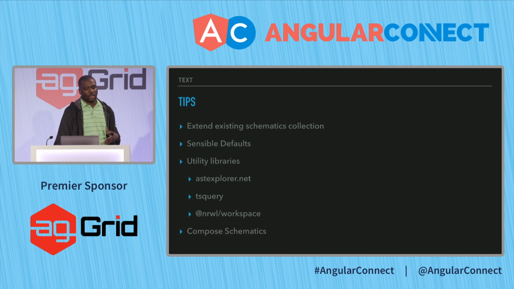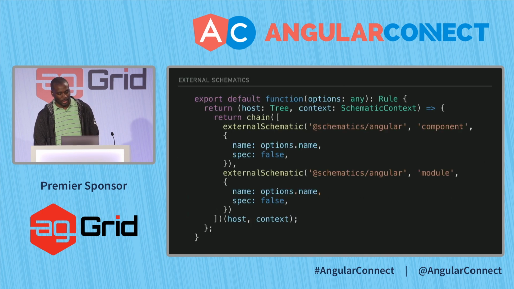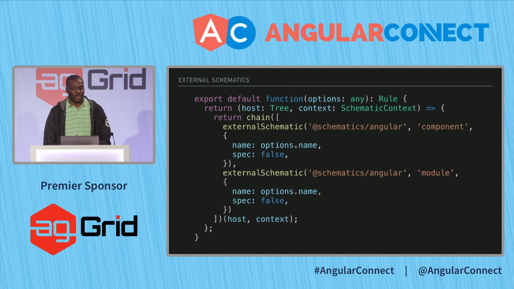Also, I would tell you to compose your schematics. In most cases, you can lean on the existing schematics that are out there. If you write a factory that returns a rule, you can use external schematics that aren't built into your library, such as the same ones Angular CLI uses, which is in an example here using schematics/Angular. So you can generate a component and a module and chain those operations together without having to recreate those component or module schematics in your code base.